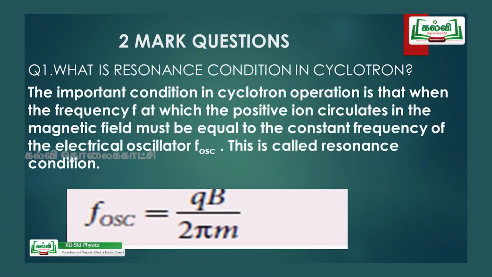The first question: what is resonance condition in cyclotron? The answer: the frequency of the positive ion which circulates in the magnetic field must be equal to the constant frequency of the electrical oscillator, that is, the cyclotron is connected to an oscillator and that frequency is called F oscillation. We can write the expression also: F oscillation is equal to QB divided by 2 pi m.